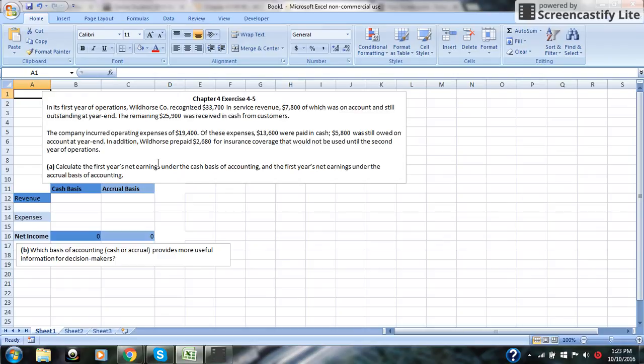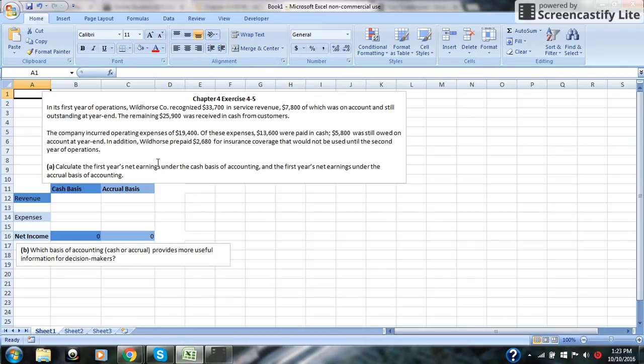It says, in its first year of operations, Wild Horse Company recognized $33,700 in service revenue, $7,800 of which was on account and still outstanding at year end. The remaining $25,900 was received in cash from customers. The company incurred operating expenses of $19,400. Of these expenses, $13,600 was paid in cash. $5,800 was still owed on account at year end.